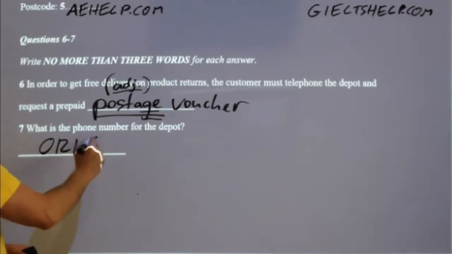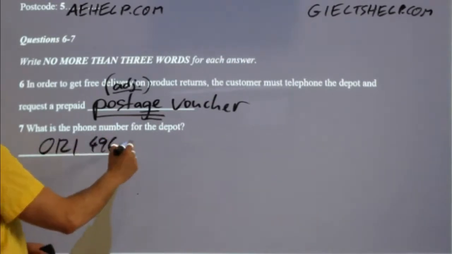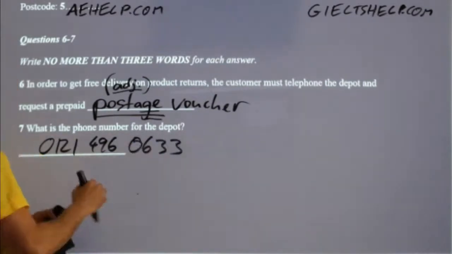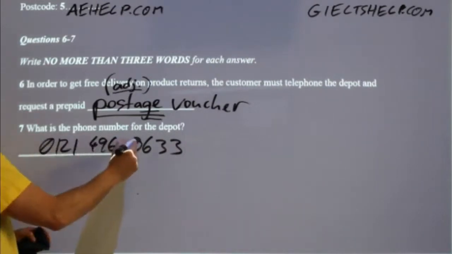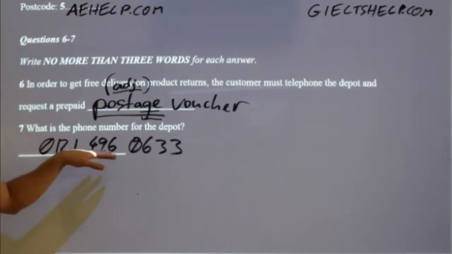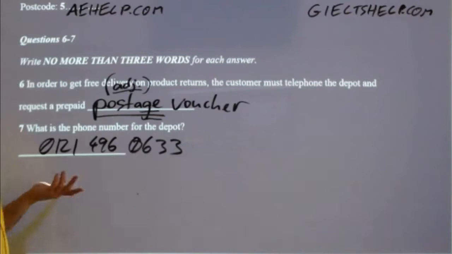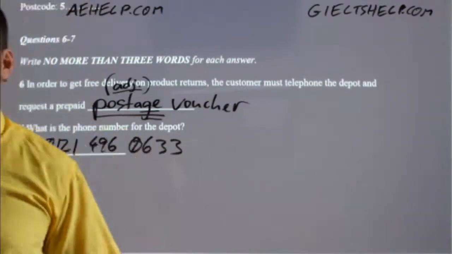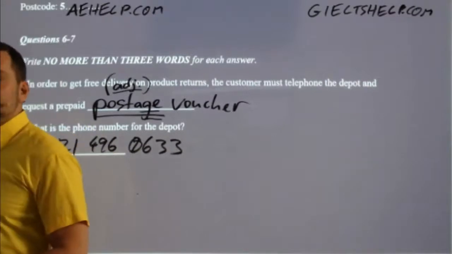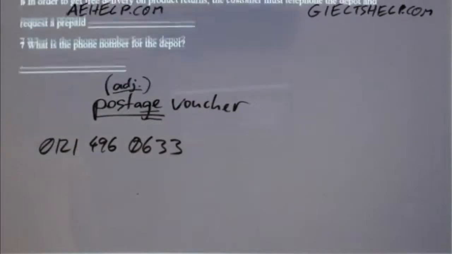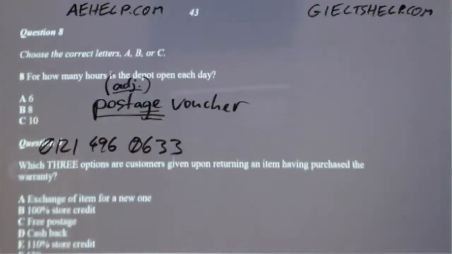0121 496 0633. Okay, and make sure your numbers are very, very clear. To make your zeros absolutely clear, you can put a line through them like that. Okay, so 0121 496 0633. The spaces don't matter. Okay, you can write it all in one long string line. It's fine. Just make sure that you have all the correct numbers. Okay. So that was the phone number. All right. Let's keep going here with the next questions.